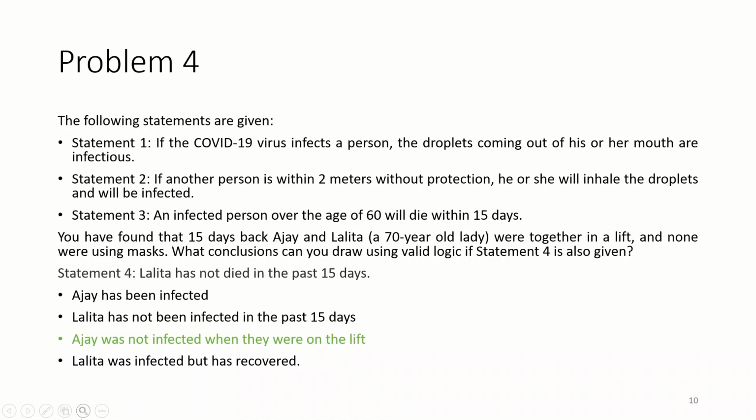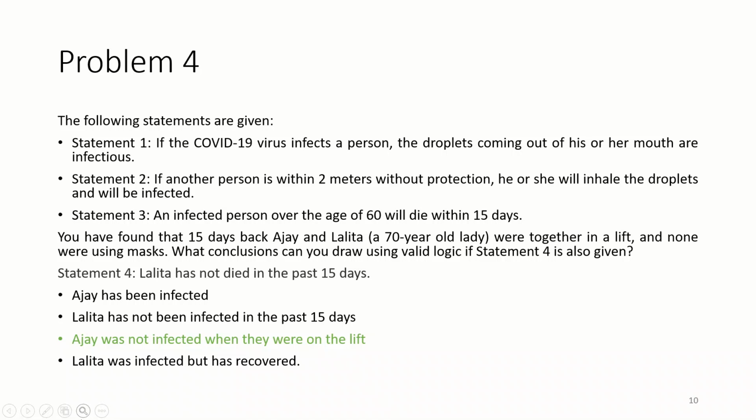"Lalita was infected but has recovered" is not a correct answer, and even "Lalita has not been infected in the past 15 days" is not the correct answer. So Ajay and Lalita being in the event that is given is the only sure thing here, because the 15 days have passed. Perfect, that's the perfect answer.